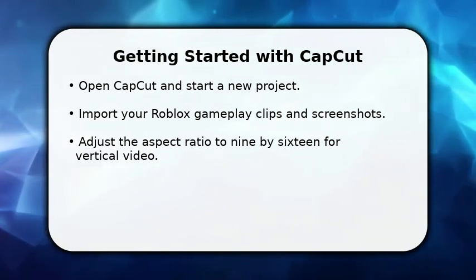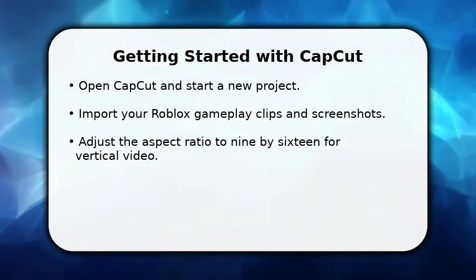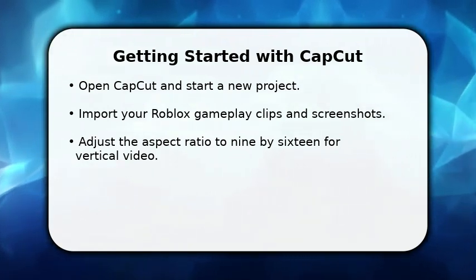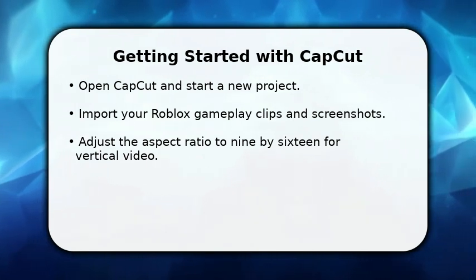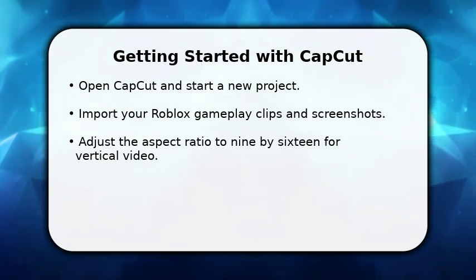Next, select all the Roblox gameplay footage and screenshots you want to use from your device's gallery. Once imported, make sure to set your project's aspect ratio to 9:16, which is perfect for vertical story formats on platforms like TikTok or Instagram.